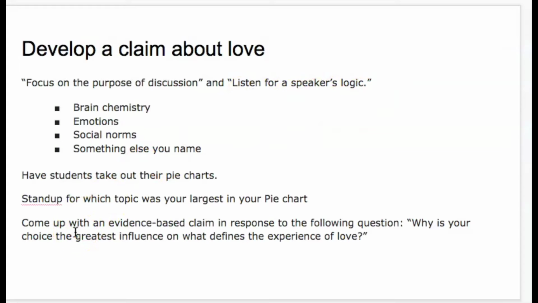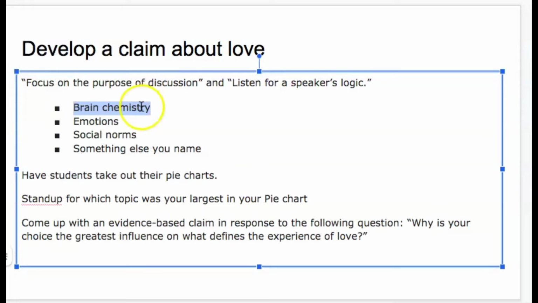I want you to share your pie charts with someone and come up with an evidence-based claim that explains why you chose the greatest influence of what defines the experience of love. So for example, if you guys choose brain chemistry to be 75%, I want you to give me a claim as to why your choice is the greatest influence on what defines the experience of love. And remember, an evidence-based claim is two sentences. It's your claim and your evidence behind why you believe one of these is more fit towards the experience of love.